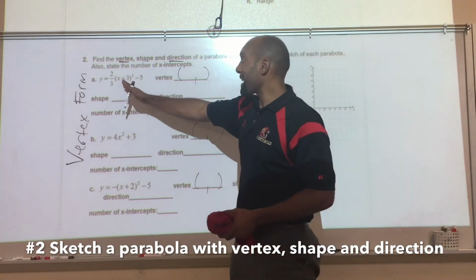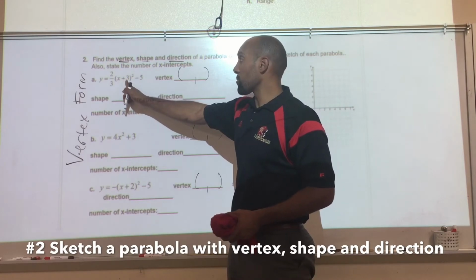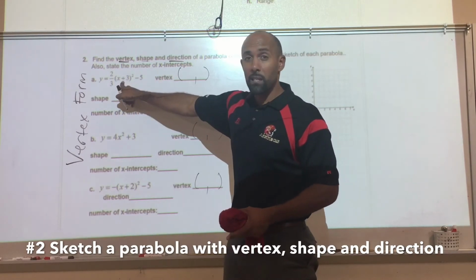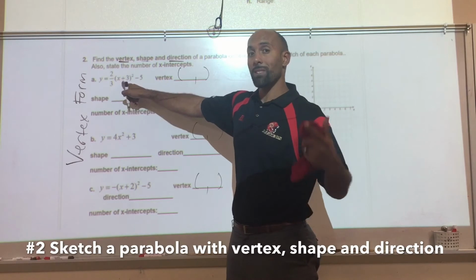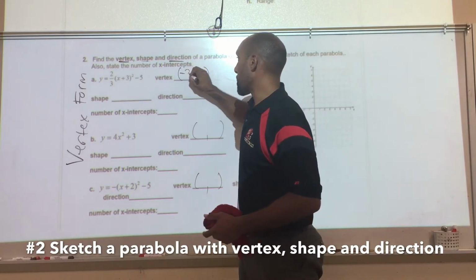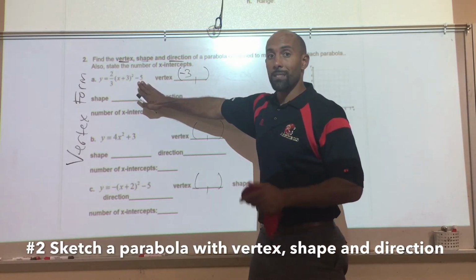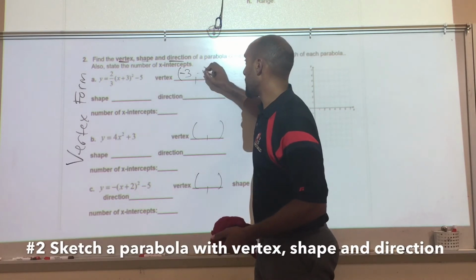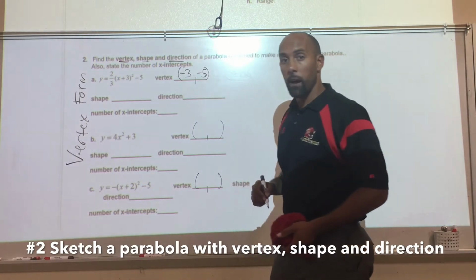My x-coordinate is going to come from this 3. But remember, if that's positive 3, x is a liar, so it's the opposite, negative 3. And then the outside number does not change its sign. It's always the same. So it's negative 5.